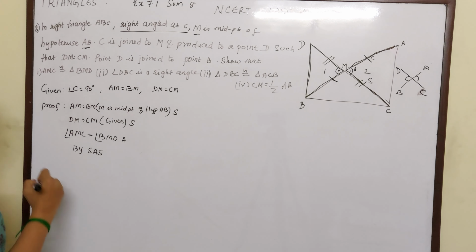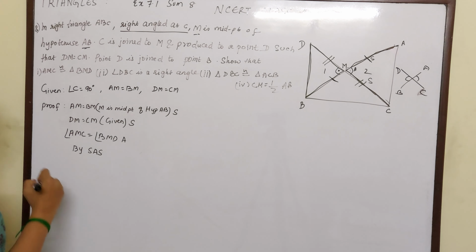Now we have to show that angle DBC is a right angle. That means you have to show this DBC is a right angle. We already know angle C is 90 because it is given in the question. It is right angled at C. Now you have to prove this is 90. If these two lines were parallel and this was the transversal, then this would have become co-interior angles. So first we have to prove these lines are parallel.